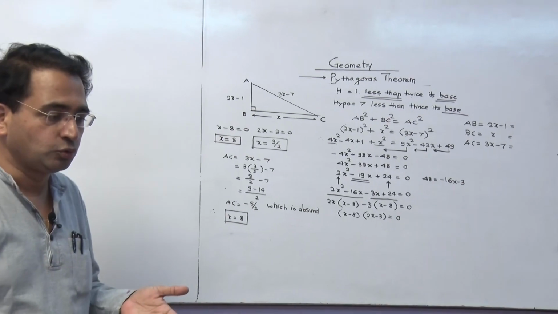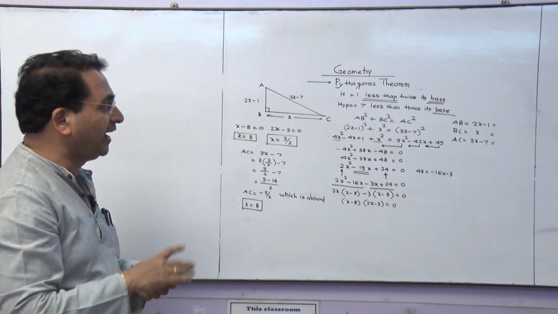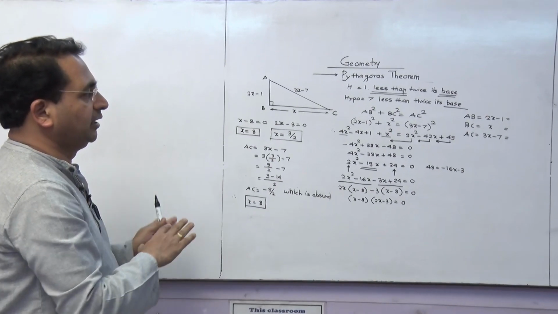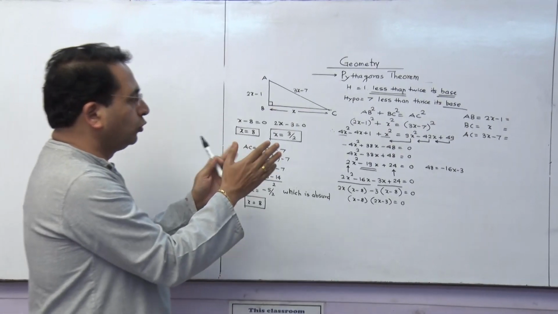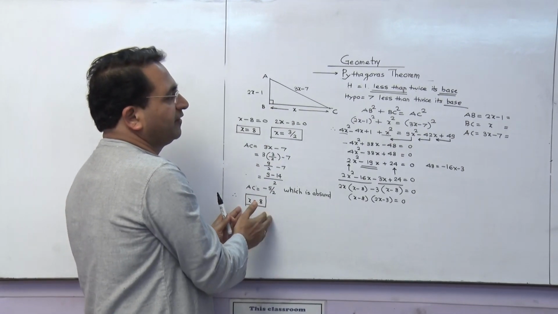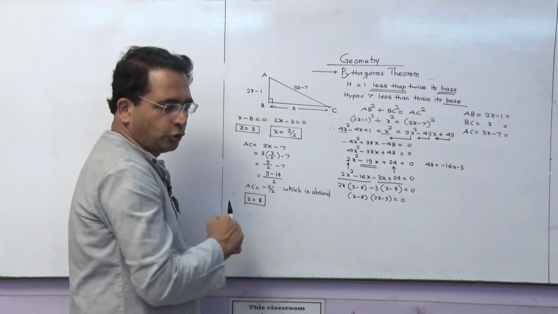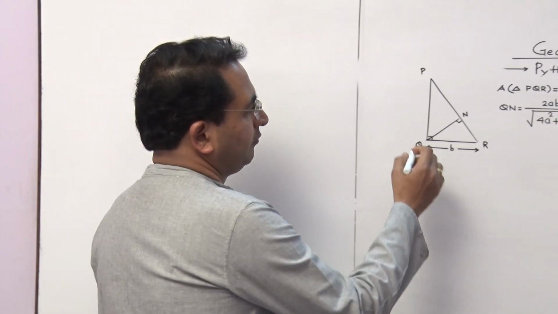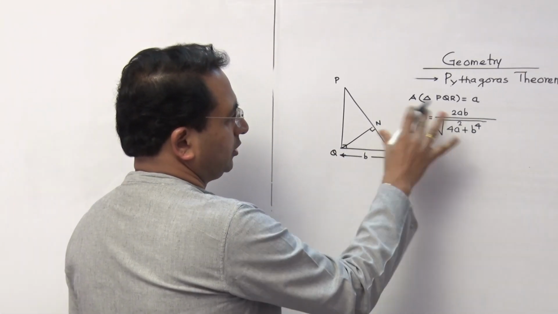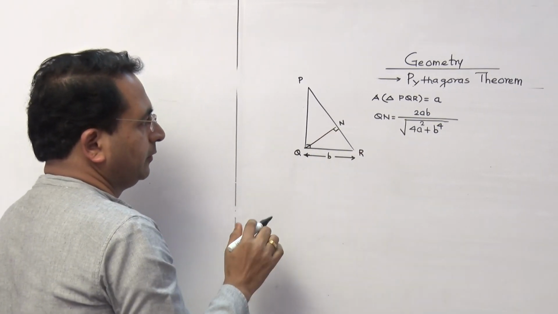They will ask you the values of the sides of a triangle, that you can do only if you get the proper value of x. Is it clear to you? See here, we'll take one more difficult sum on the basis of this same chapter.